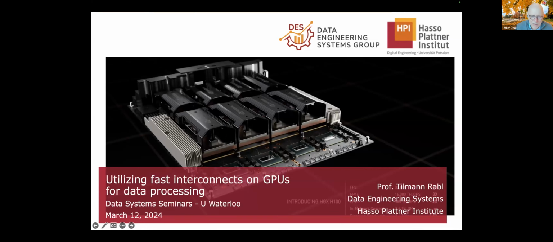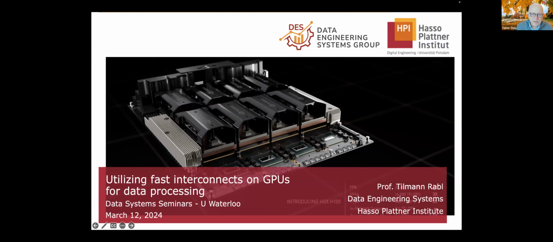Good afternoon, everyone. We have a special DSG seminar this afternoon. It's part of my grad course, but Tilmann agreed to make it more broadly available. We're very happy to have Tilmann Rabl as our speaker.